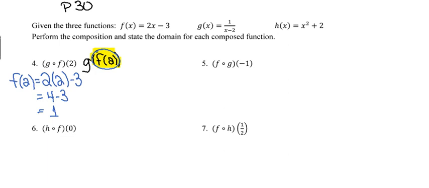So my next step now would be to find g of 1. This time I'm going to use my g of x function, and I'm going to replace any x that I see in that function with a 1. So this becomes 1 over 1 subtract 2, or 1 over minus 1, which will simplify to minus 1. So g of f of 2 has a value of minus 1.